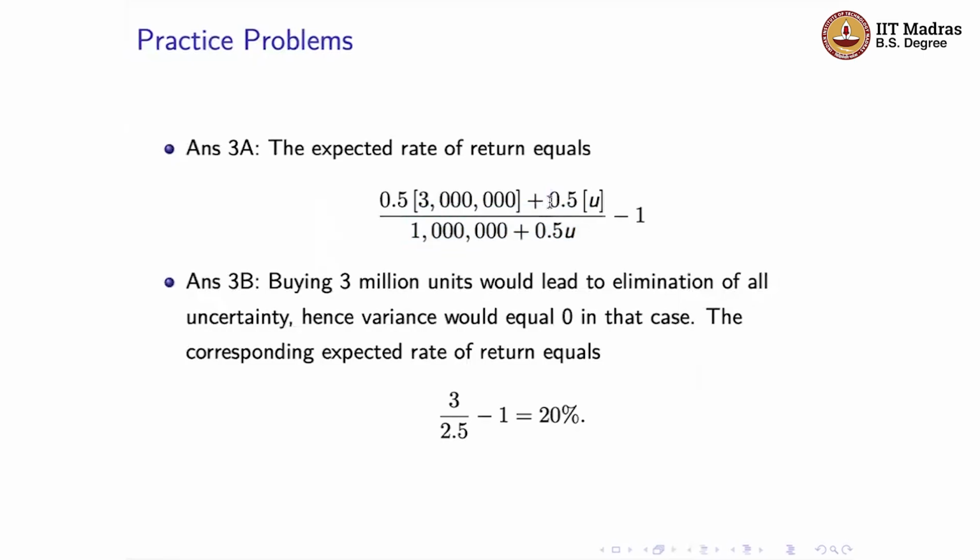So notice that the two 0.5s that we have here are due to different reasons, right? You have this 0.5 here because that's the probability of payout of U, and you have 0.5 here because that's the cost of purchasing U, right? And finally, we need to subtract the 1 because we are asked to calculate the expected rate of return and not the expected total return. Okay, so that's the first expression.